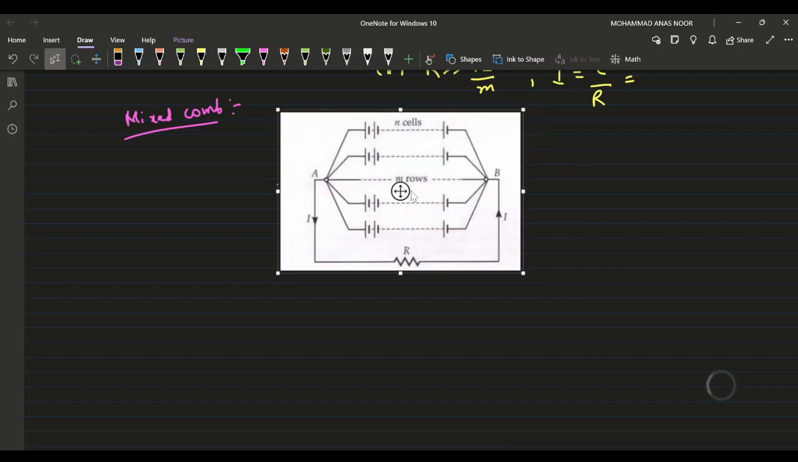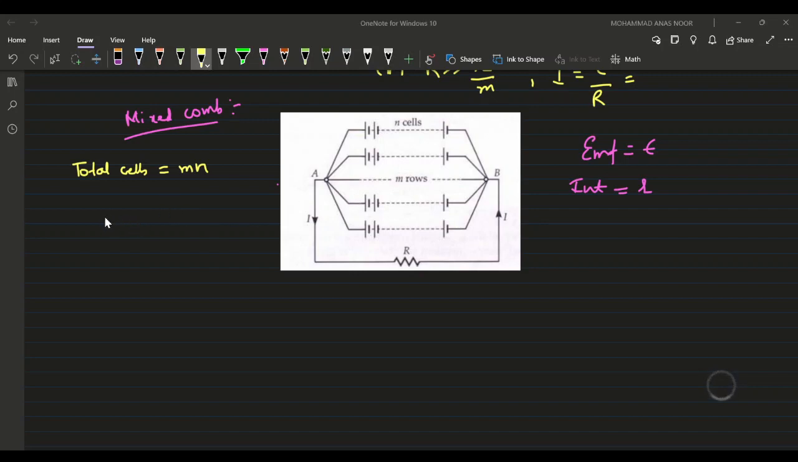Anyway, so there are m rows and there are n cells in each row, right? Each of EMF E and internal resistance R, correct? And the same is connected to the load resistance R. Now total number of cells would be how much? It would be m into n, because n cells in each row, multiplied by m rows. Alright?